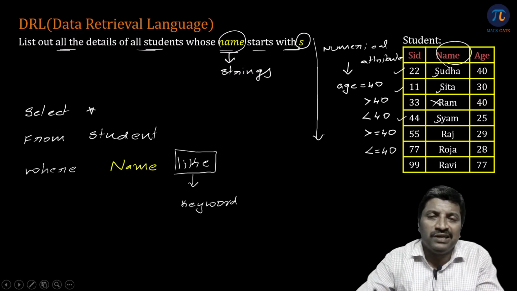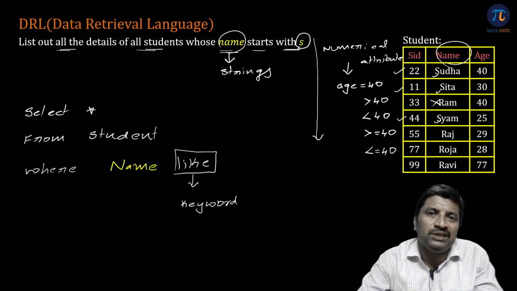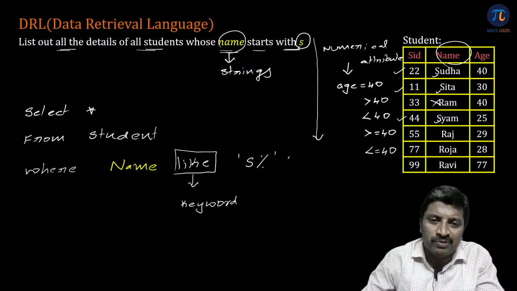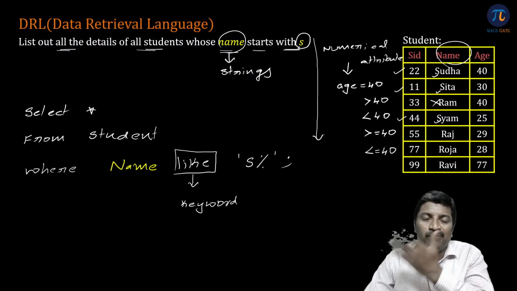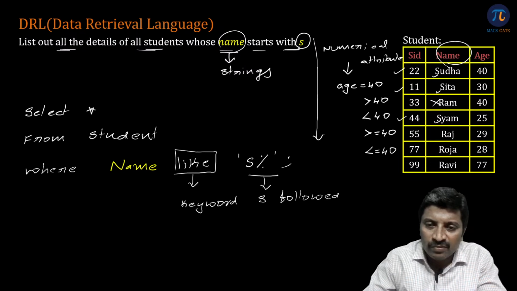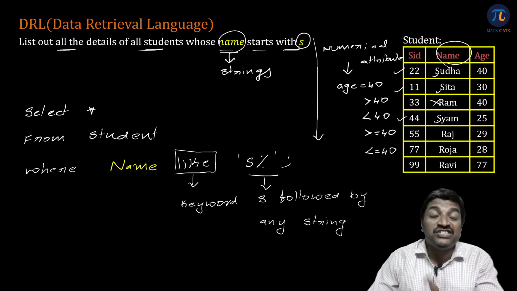Whenever we are dealing with conditions on string attributes, like is a very good one we can use in the conditions. So where name like, I know only the first letter S, the remaining I don't know. For them I need to use the percentage symbol. S percentage, what does it mean? S followed by any sequence. That is the meaning of it, sir. So here it will be S followed by any sequence or string, but the first letter must be S. Percentage, any string. Okay.